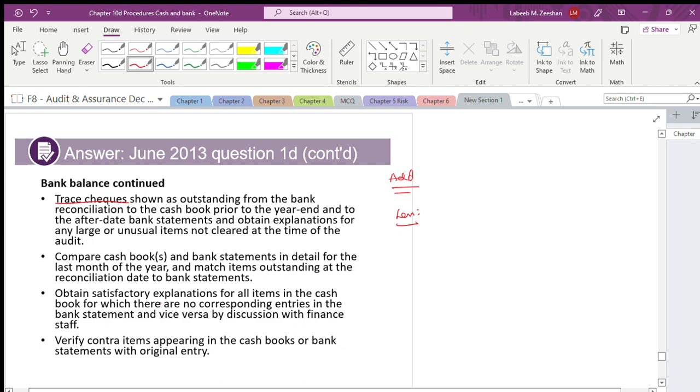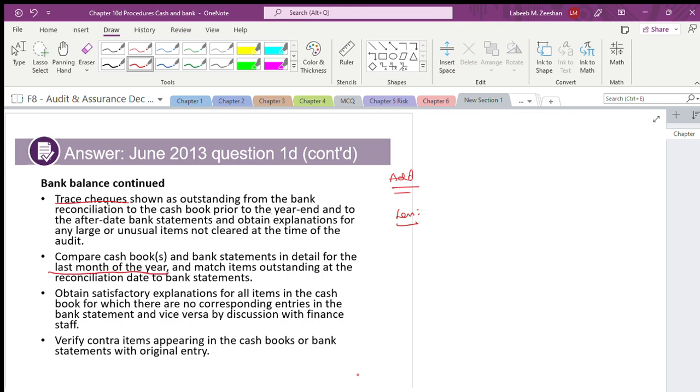Anything which has been last year, trace cheques shown as outstanding from the bank reconciliation to the cash book period to the year end and after the bank statement. Means anything which has been before the date and after the date. That is what we are talking about, the cutoff. Compare cash book and bank book in detail for the last month of the year.